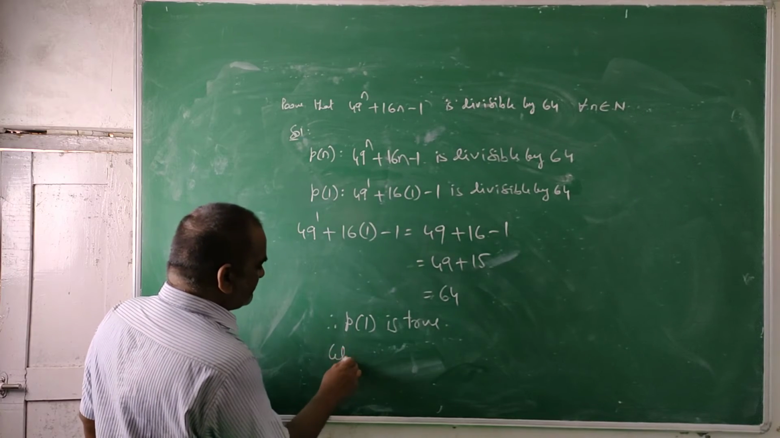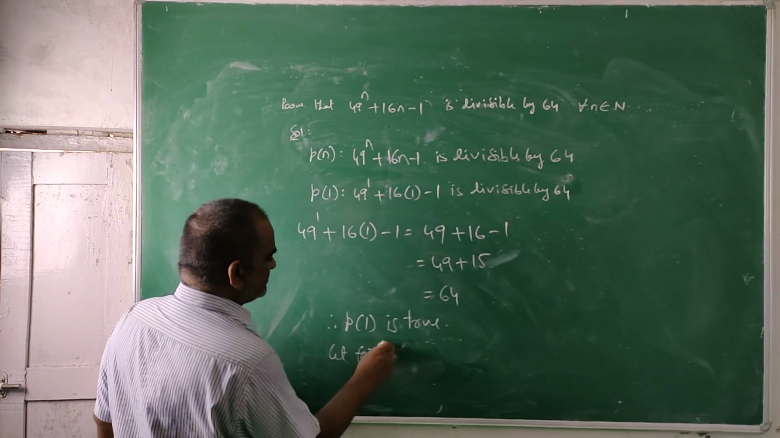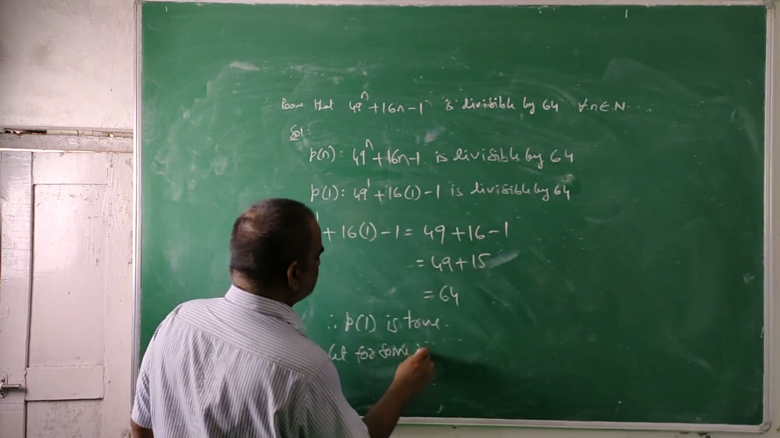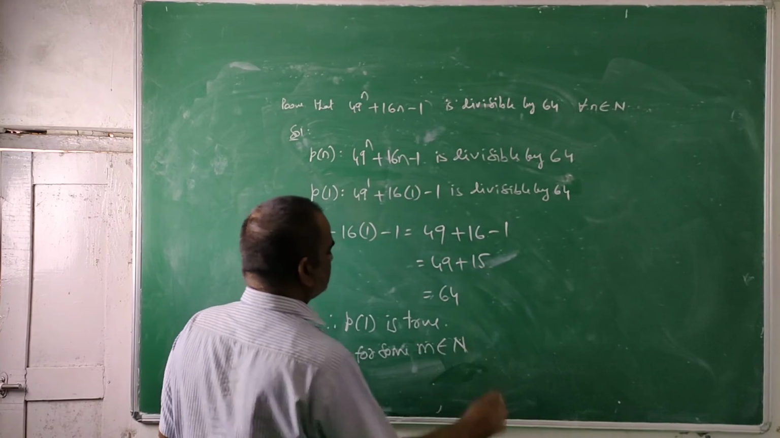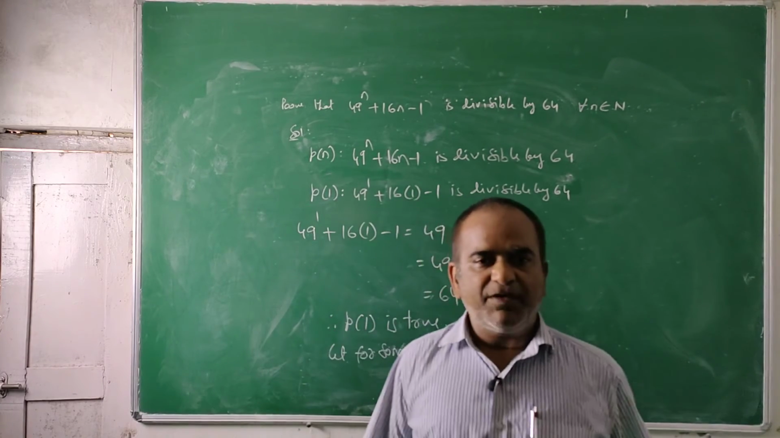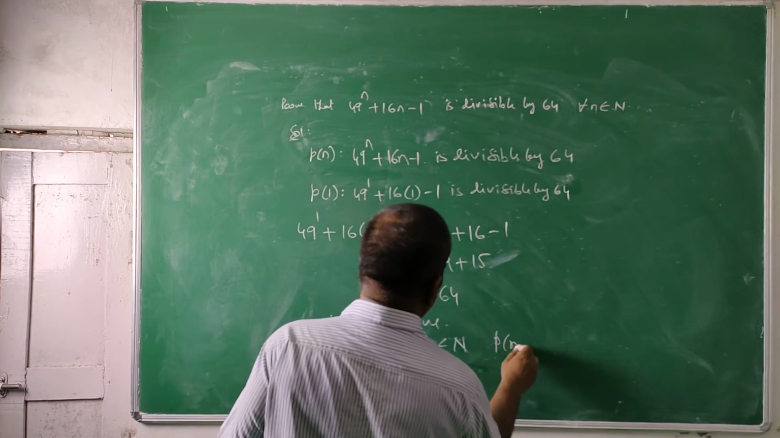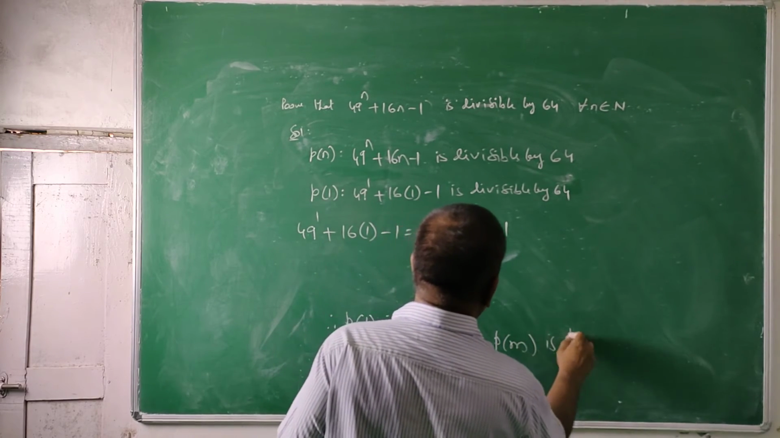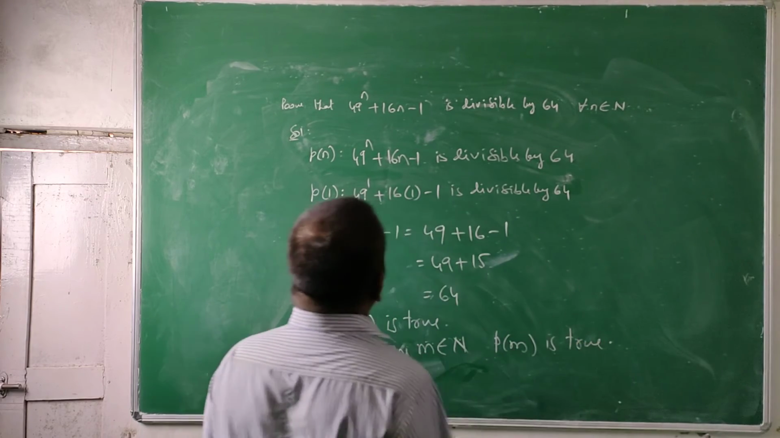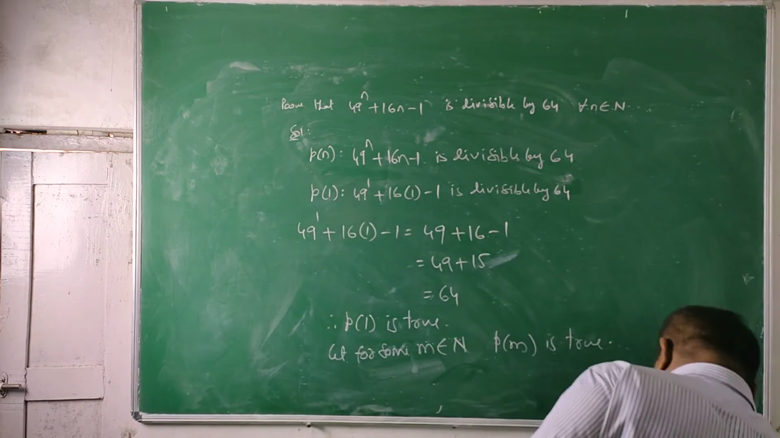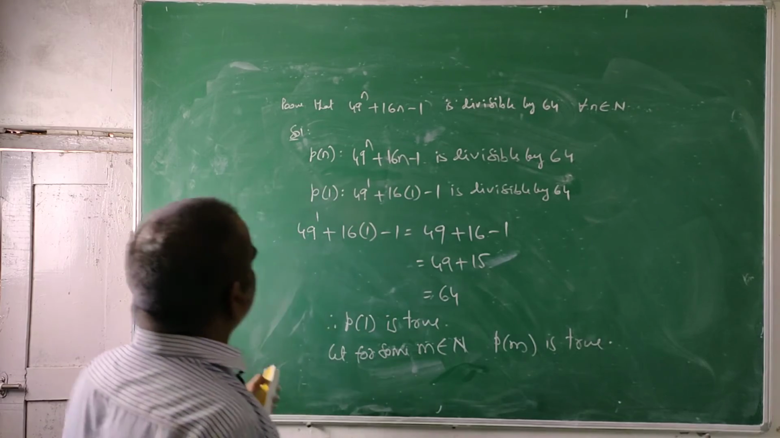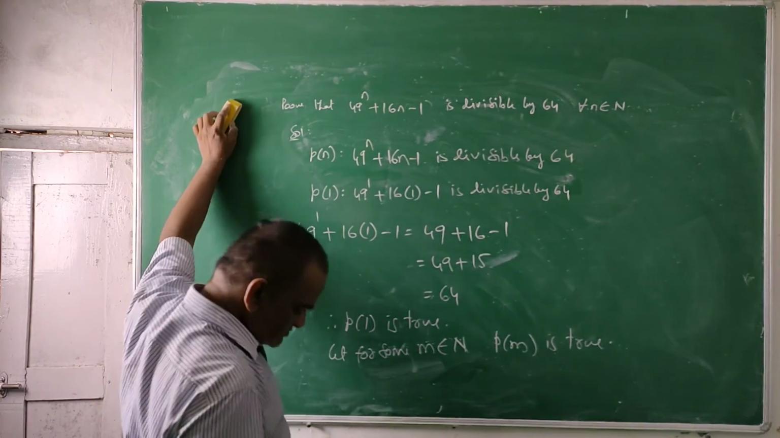Now let for some m belongs to n, P of m be true. So, what is that P of m which you are considering as true? I will write here.